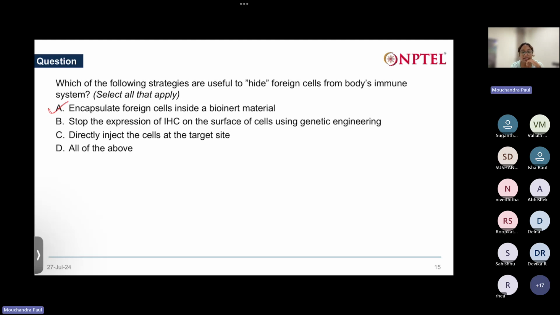We are trying to make sure that the foreign cells, which may be of allogenic or xenogenic origin, survive inside our body. In order for them to survive, we have to protect them from our body's immune system. So how would you protect those foreign cells so that they can do the function for which they are delivered, without getting killed by the immune cells? One person is saying that we can encapsulate them inside a bioinert material. Any other opinions on this?